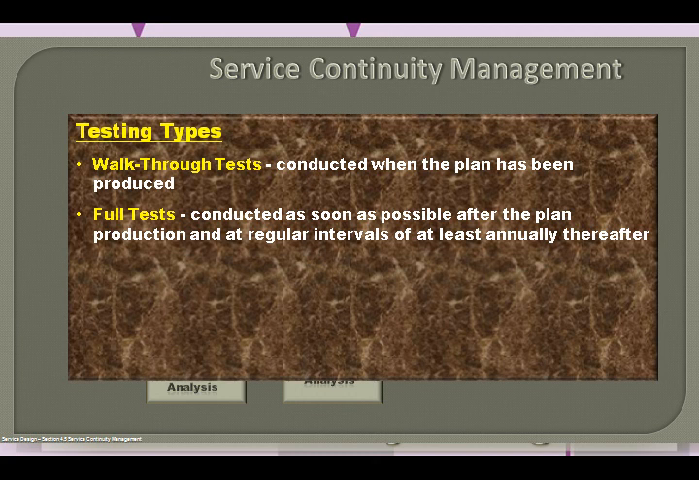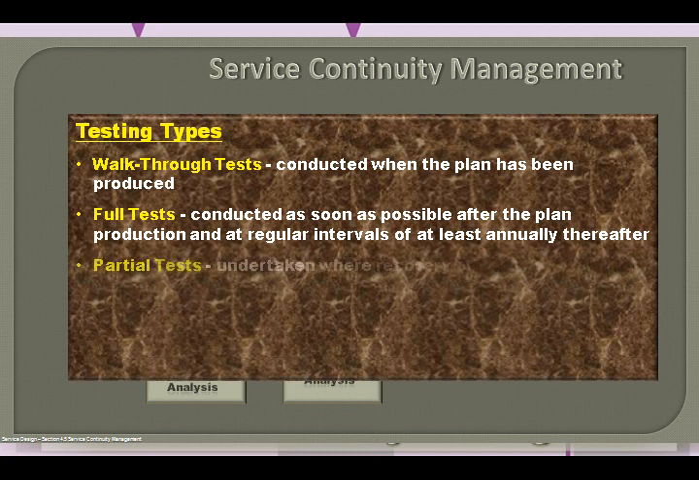The full test may be announced or unannounced. The first test of the plan is likely to be announced and carefully planned, but subsequent tests may be sprung on key players without warning. It is also essential that many different people get involved, including those not familiar with the IT service and systems, as the people with the most knowledge may not be available when the actual disaster occurs.